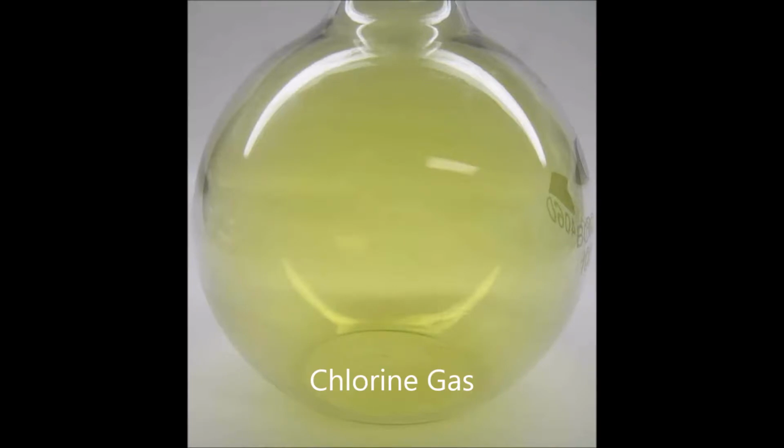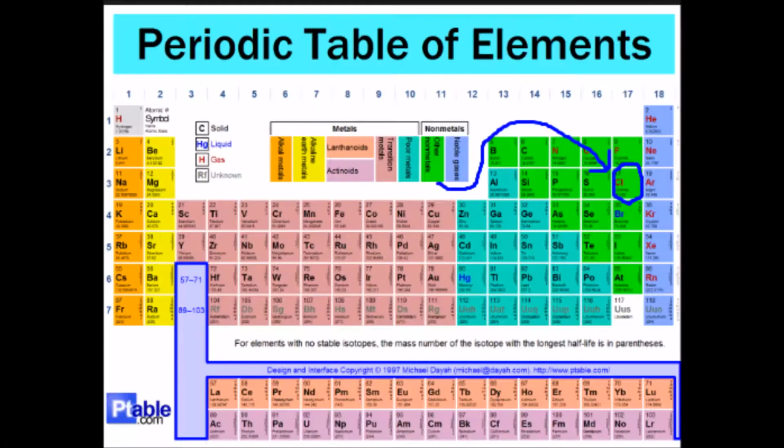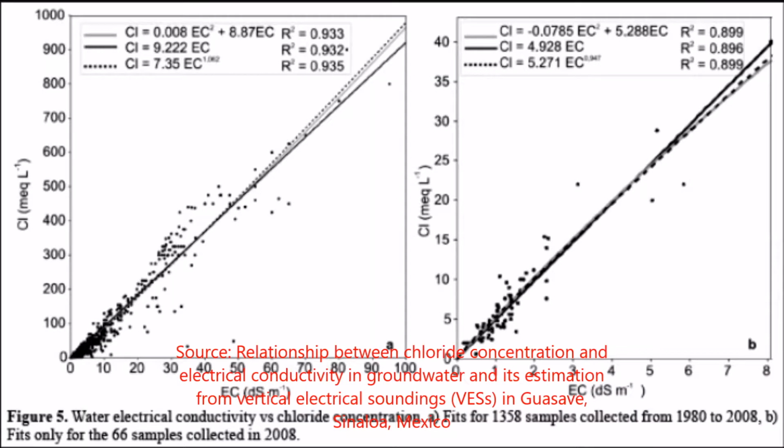Chlorine is often used for various purposes, such as cleaning water. Chlorine also happens to be a nonmetal, but has conductive properties, as seen by various studies that show that chlorine conductivity has a linear correlation with the concentration of chlorine in a solution.